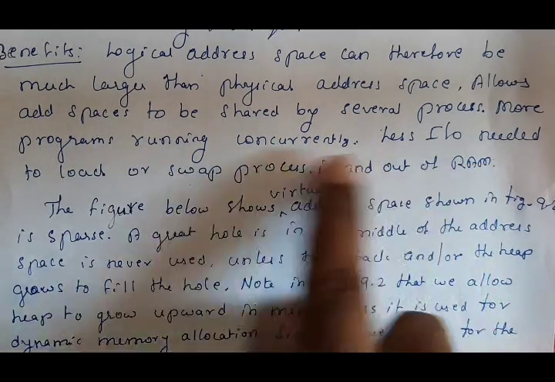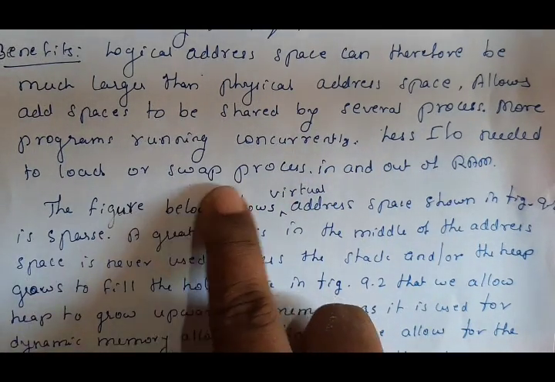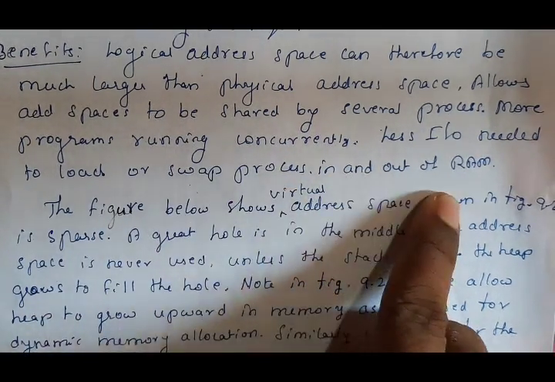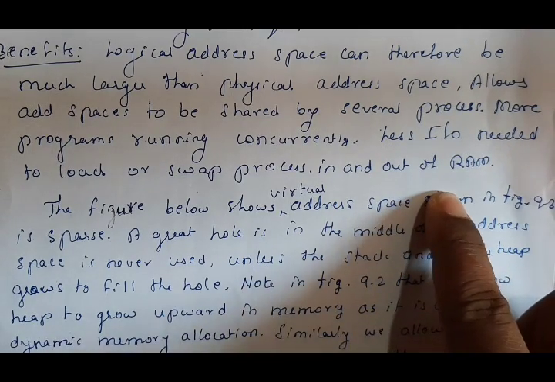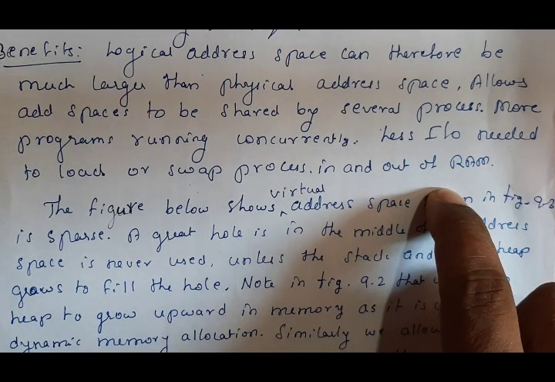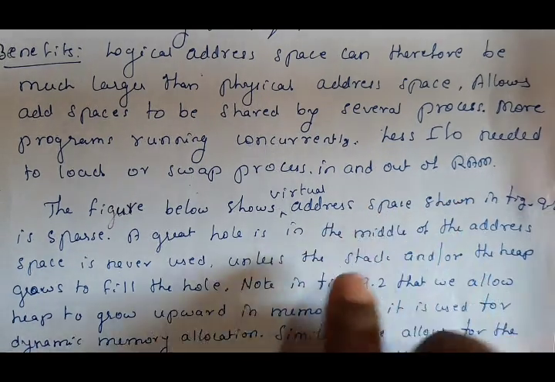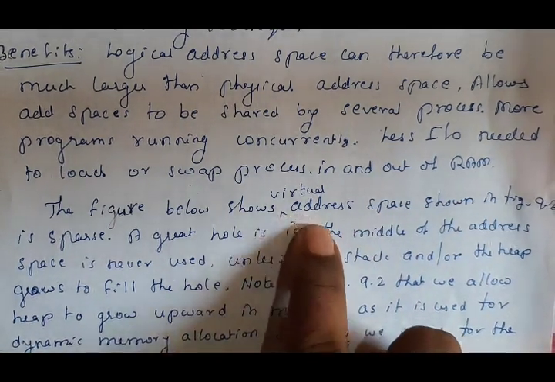Less I/O needed. The next advantage is less I/O needed to load or swap processes in and out of RAM. Every time an I/O request comes, you have to go to that particular place and come back. It takes time. If you have more memory space, then less I/O is required, and it is not necessary to go to that particular I/O device. Next we learn virtual address space.